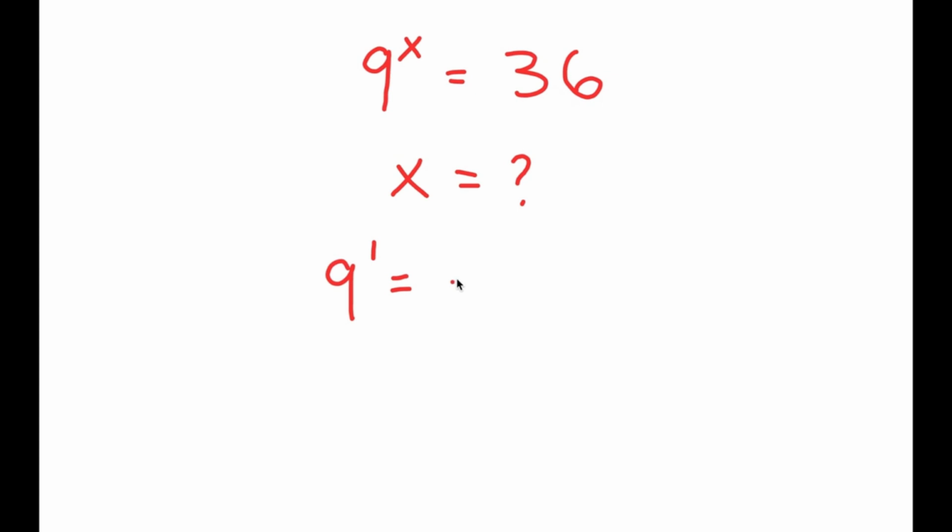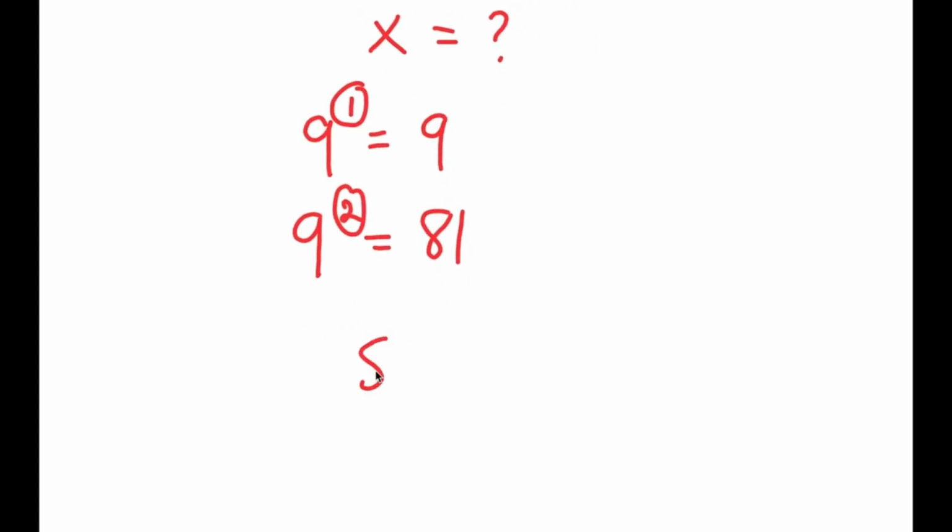Alright, so in this equation, I'm going to be solving 9 to the power of x is equal to 36. To start, my variable in this equation is x, which is what I'm going to be solving for. And we can already tell that x is not going to be a whole number, because 9 to the power of 1 is 9, and 9 to the power of 2 is 81. So we know that x is going to be somewhere in between 1 and 2. So we want to find the exact value of x.